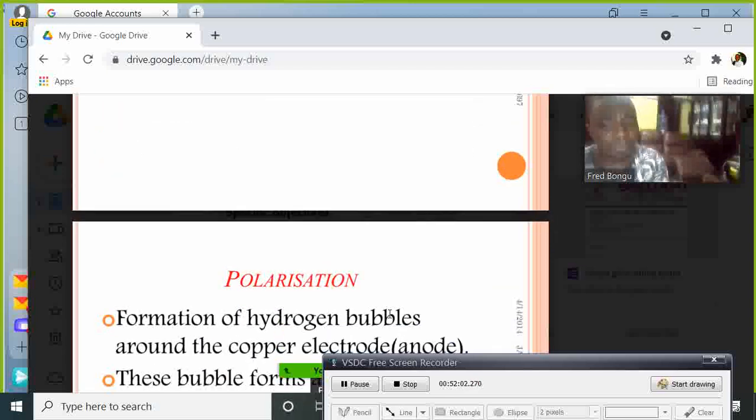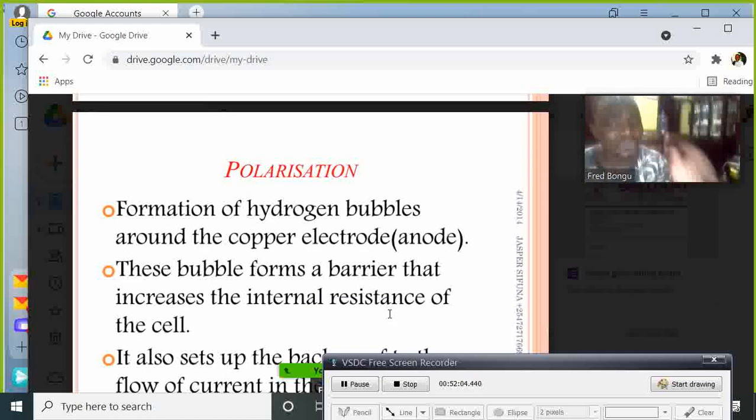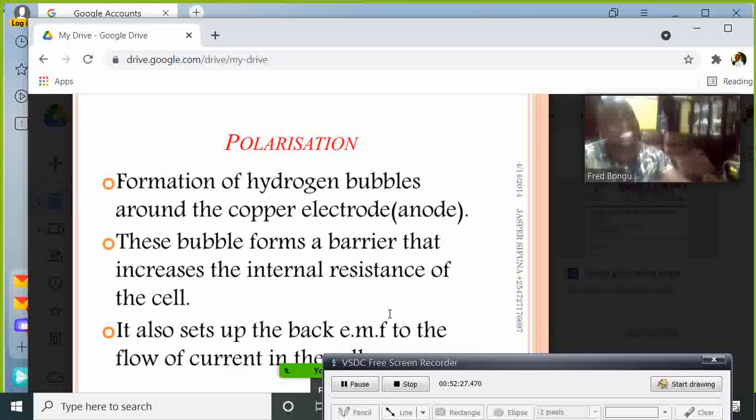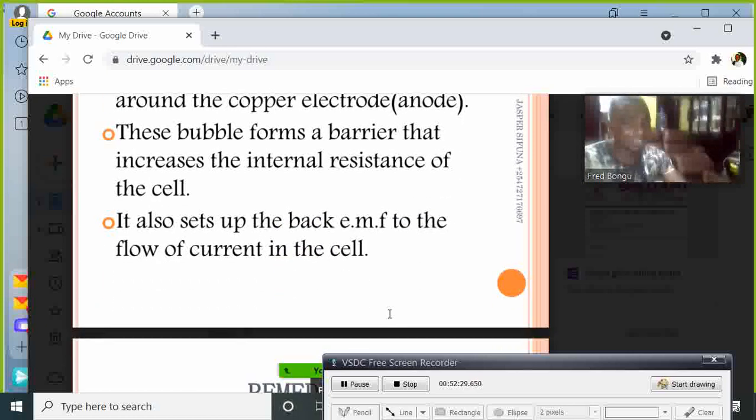Remember we have said that we have hydrogen. So the formation of hydrogen ions around the copper electrode, that's the anode, produces hydrogen bubbles. When the bubbles form here, they form a barrier. They block the flow of electrons. Therefore, they offer resistance to the cell. So this formation of hydrogen bubbles on the copper electrode, barring electrons from flowing, is a defect.